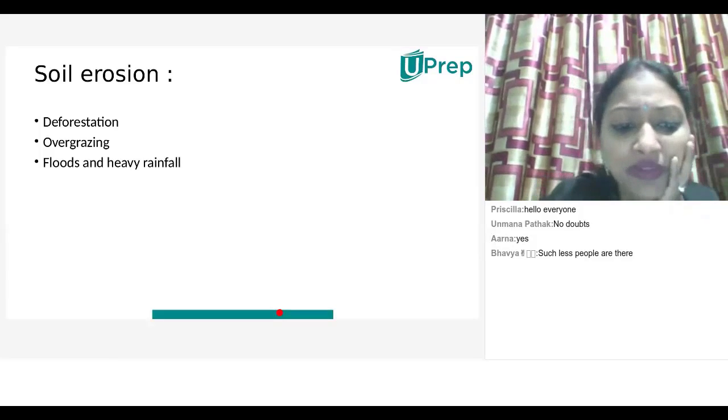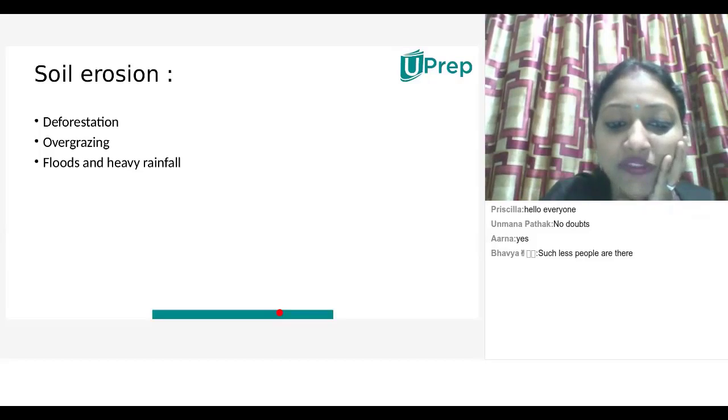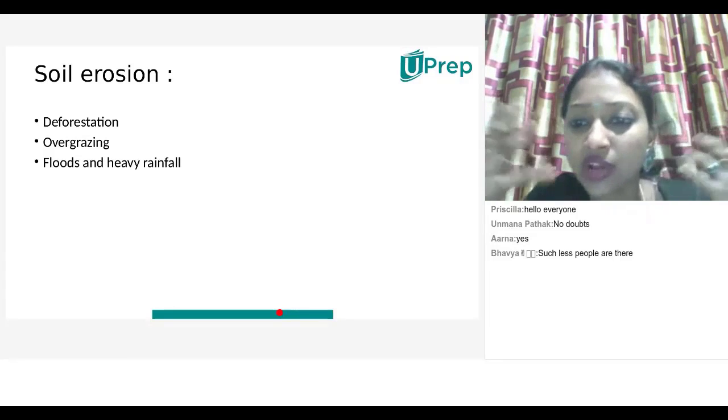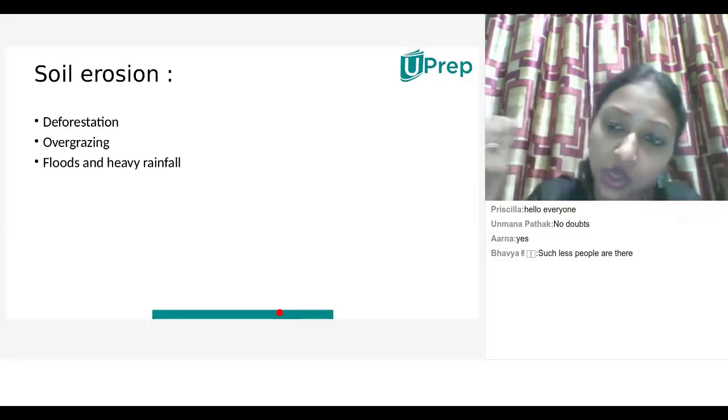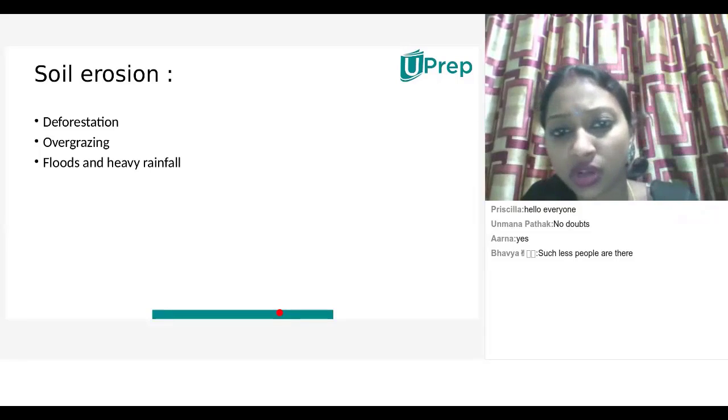So there is a chance of prevention of soil erosion. What is the main prevention of soil erosion? First one is afforestation. Afforestation means planting of trees. If there is much planting of trees, then dead and decaying plants and animals will develop humus, and the fertility of the soil also develops.